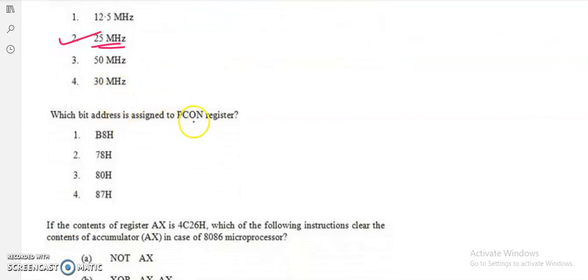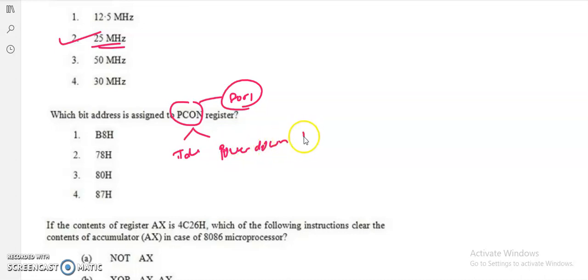Which bit address is assigned to the PCON register? Generally, the PCON register in 8051 microcontrollers is called the power management register, or power control register, like what we see in mobile phones. Generally, two modes can be set: one is the idle mode and the second one is the power down mode. The address of the PCON register is 87 hexadecimal.